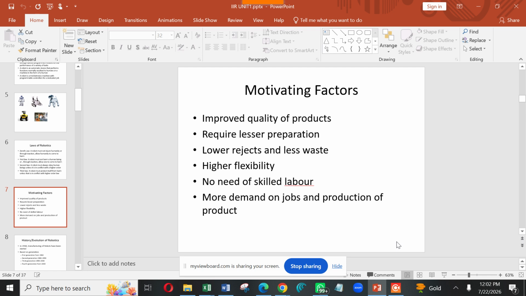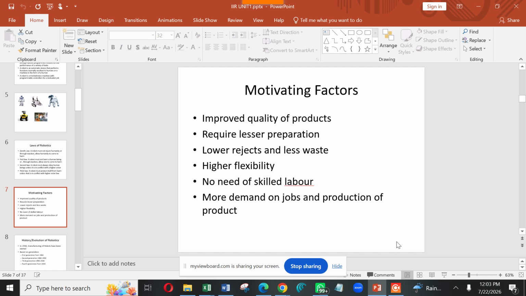Sometimes we may see that something is made by machine. If it is made by machine, there will not be any error in that product. People say it is made in Japan. When you try to buy something, sometimes they tell you it is made in Japan. It means they are using some machinery, with more accuracy. Improved quality of products requires lesser preparation, lower rejects and less waste. In the starting itself, we talked about it.